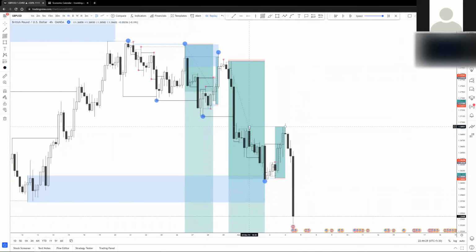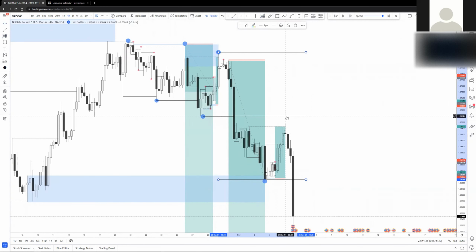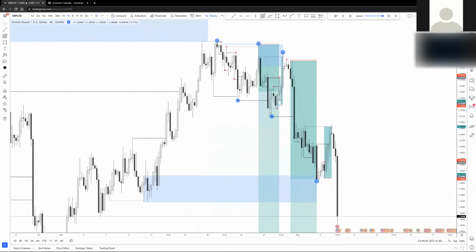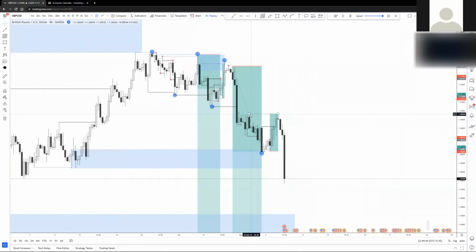Okay, they just took the internal range. Because the equilibrium level was so close, I was expecting at least a tap into the equilibrium. But see how close it was, at least a tap into this area, but it never did. It just dropped. Yeah, can't help it. So it has taken out liquidity and it has given you a breakout structure.